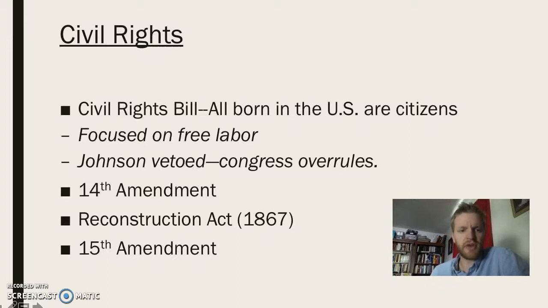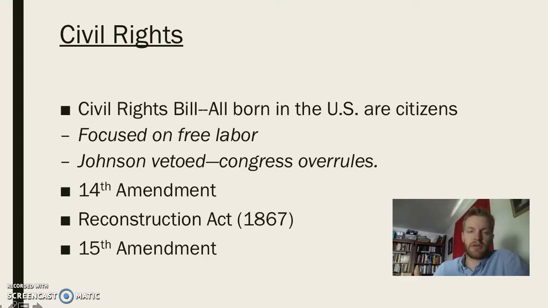The 14th Amendment was also passed, which basically wrote the Civil Rights Bill into the Constitution. And this, of course, gave African Americans full citizenship status. Everyone born in the U.S., no matter their color of skin, was a U.S. citizen. Though it still did not give them the right to vote, it did say that if a state denied the vote to any group of men, that state would lose representation.